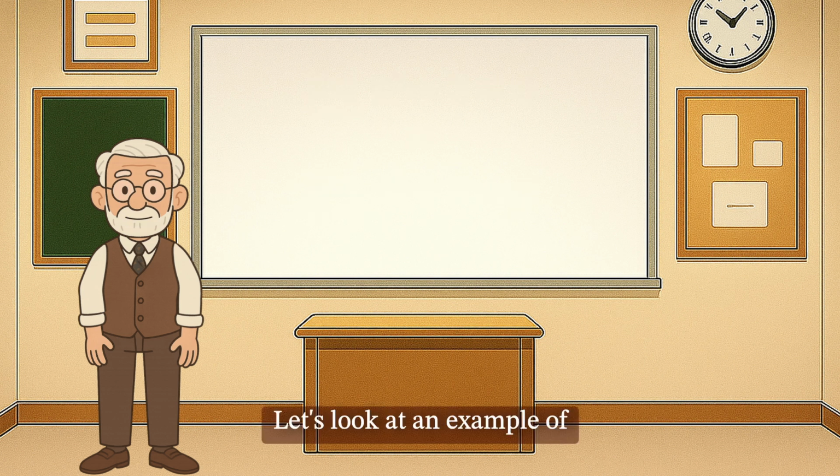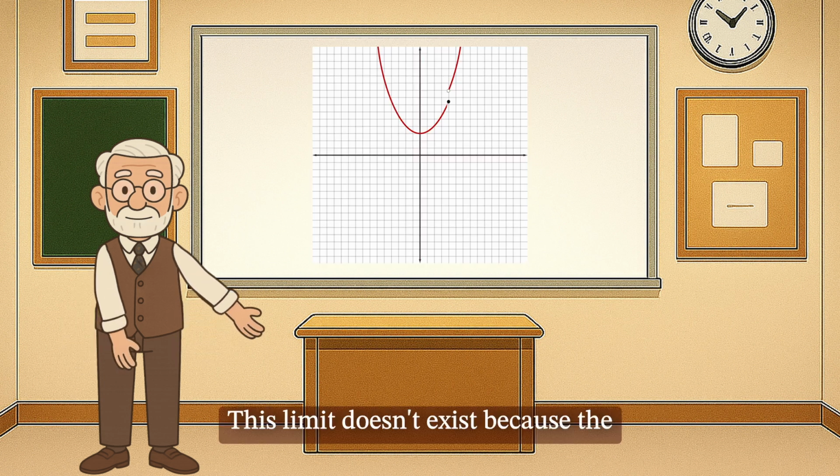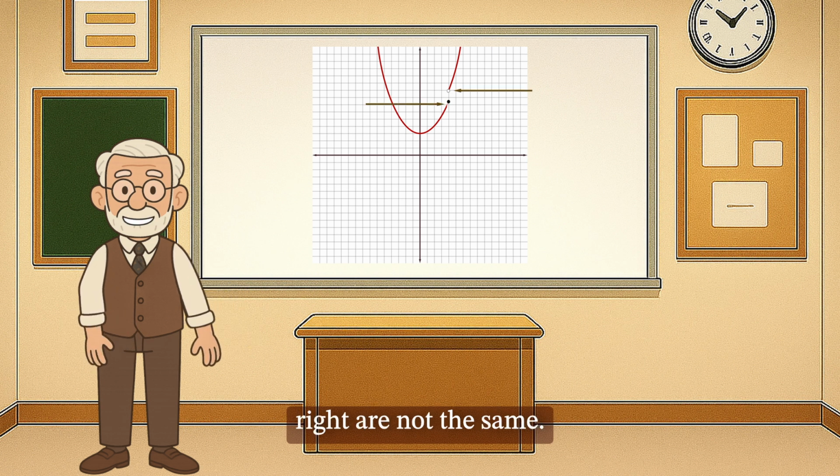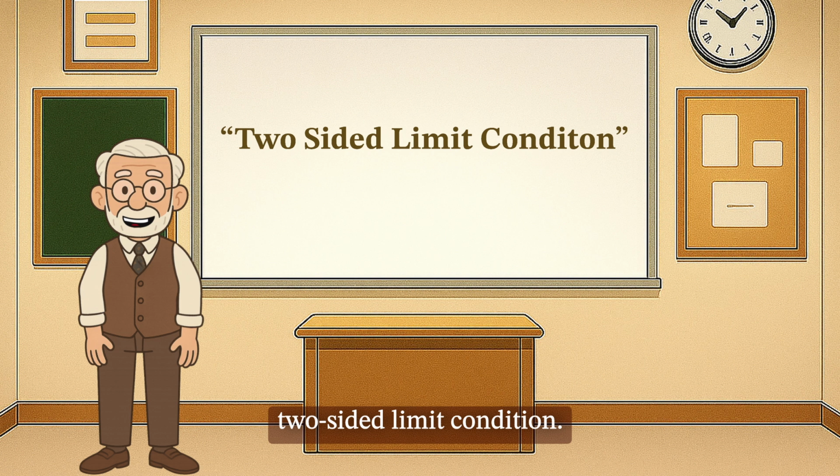Let's look at an example of a limit that does not exist. This limit doesn't exist because the limits from the left and right are not the same. This is called the two-sided limit condition.